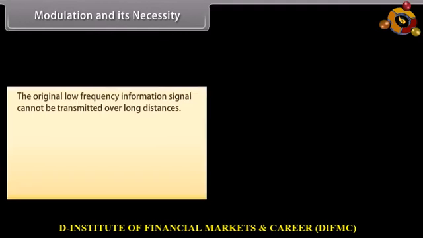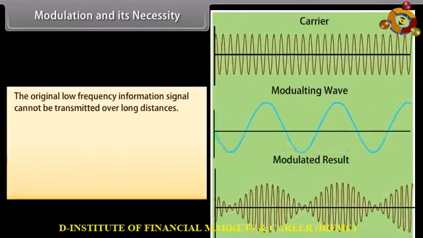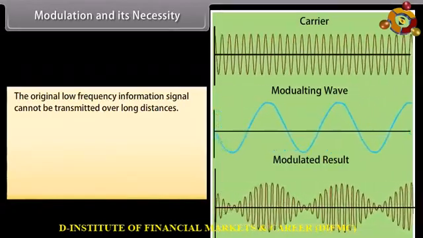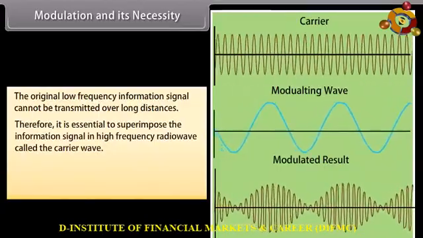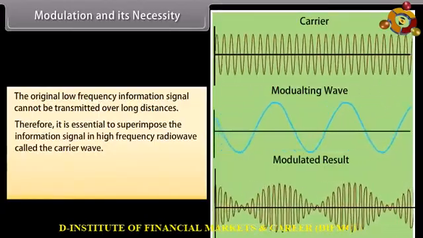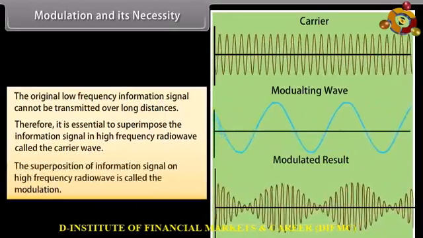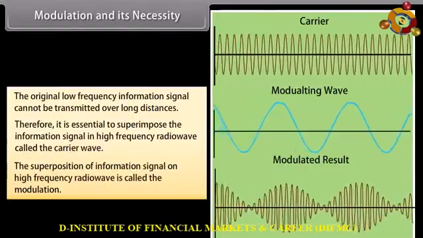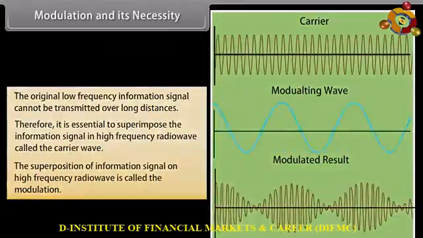Modulation and its necessity. The original low-frequency information signal cannot be transmitted over long distances. Therefore, it is essential to superimpose the information signal on a high-frequency radio wave called the carrier wave. The superposition of information signal on high-frequency radio wave is called the modulation.